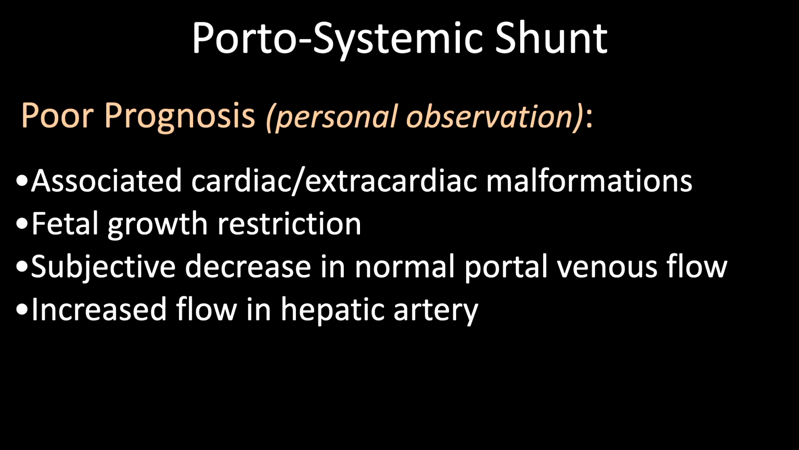So that's what a portosystemic shunt is. Really at the base level, at your abdominal circumference, if you turn color on and you see these large vessels, investigate for the presence of portosystemic shunt. That's the easiest way to make that diagnosis.